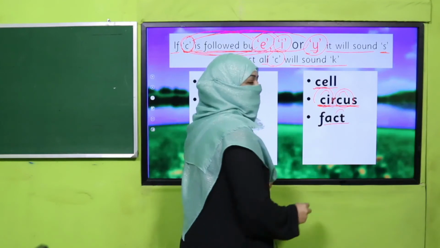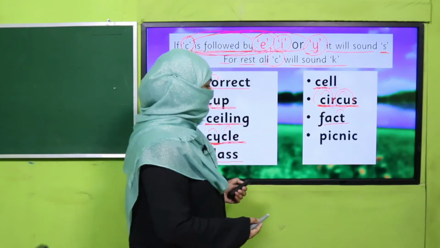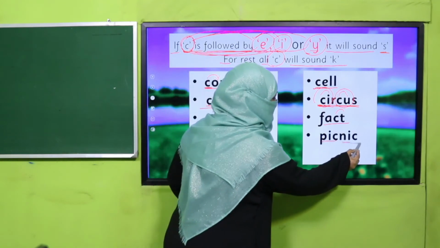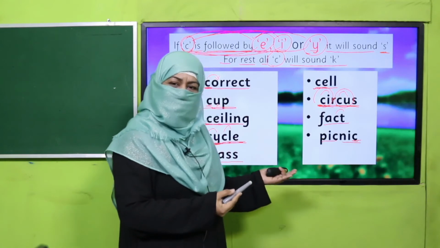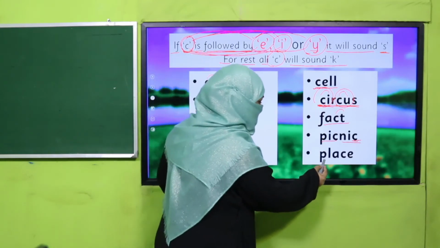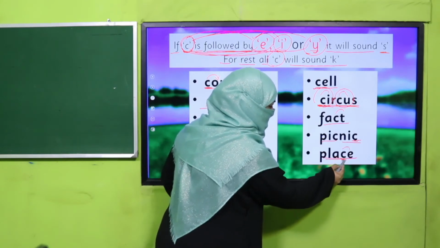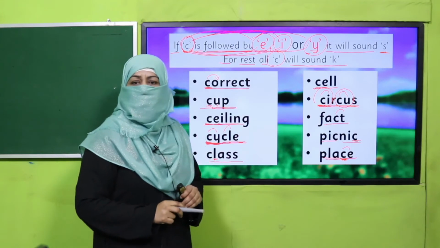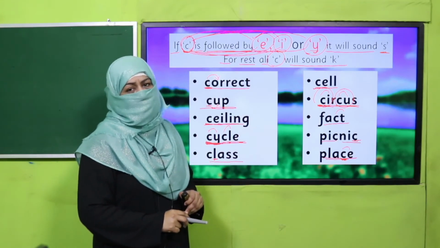After C there is T. That's why it's hard C. Fact. Picnic. Now you see, if there is no letter after C, still it will be hard C. Okay. And place. Place, because after C we find E, so this C will be a soft C, so it's place. Are you clear?